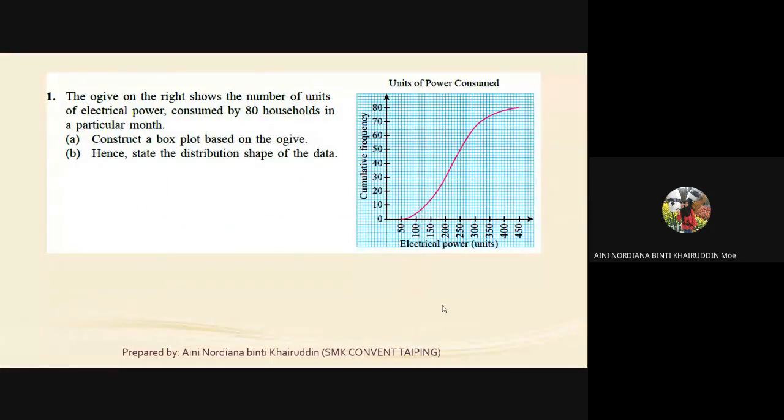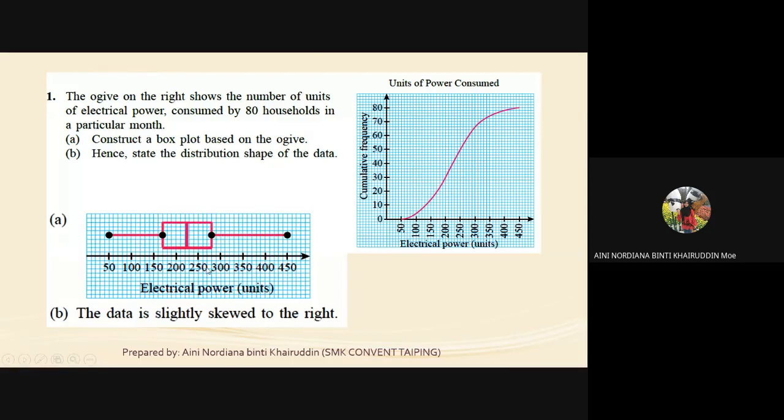Question number 1. Construct a box plot based on the ogive. Okay, to construct a box plot, there must be 5 things: minimum value, maximum value, first quartile, median and third quartile. So like this: minimum, maximum, first quartile, third quartile, and median.